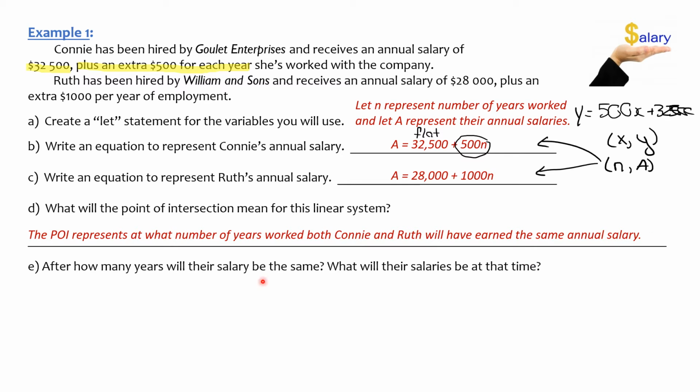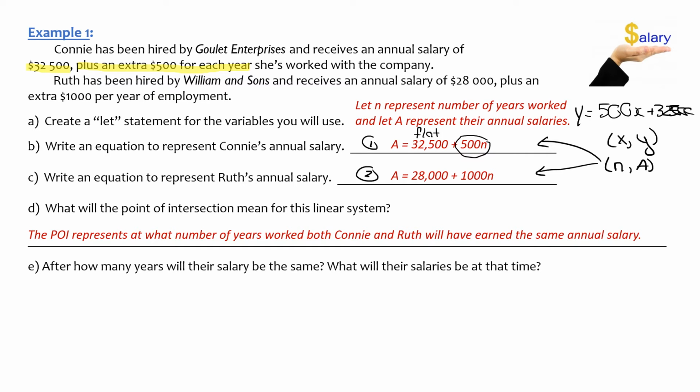After how many years will their salary be the same? So let's figure this out. How long will it take for them to make the same salary? So we've got two equations here. I'm going to label them 1 and 2. And we've got a couple of methods. We've got substitution and elimination to choose from.